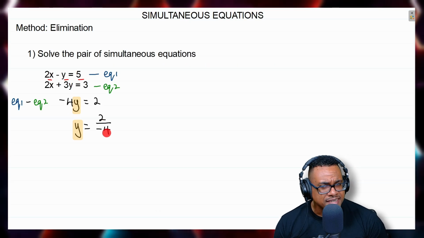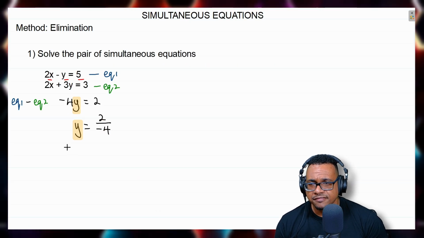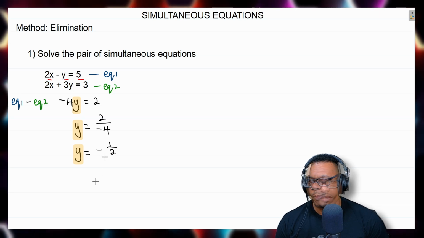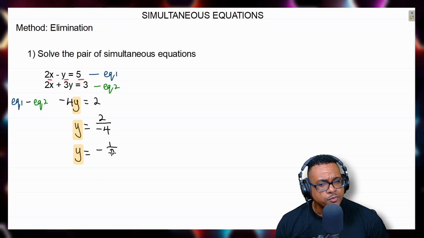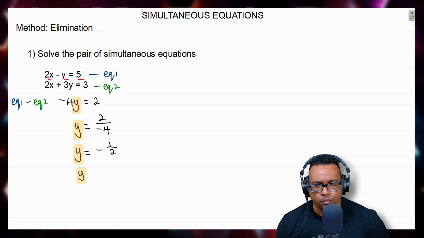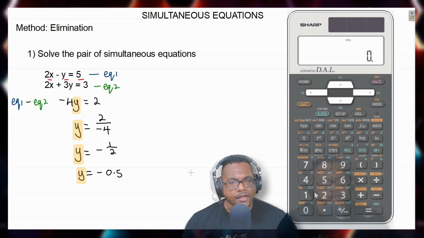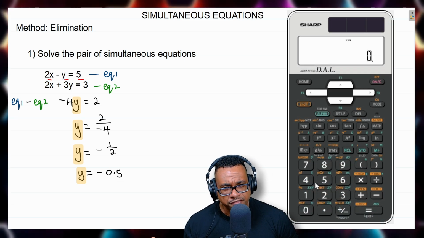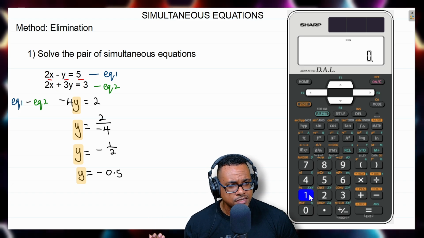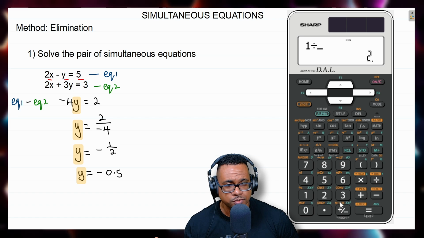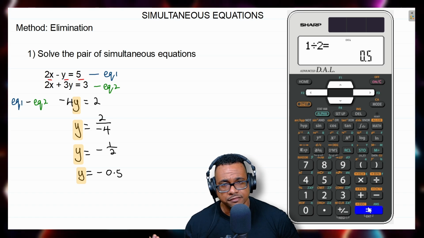So now 2 divided by negative 4 is negative a half. So y is equal to negative a half. And of course, negative a half would be equal to negative 0.5. So y is equal to negative 0.5. And if you're not sure about how to get that 0.5, just go on the calculator and say 1 divided by 2, because that's what half is, 1 divided by 2, and you get 0.5.